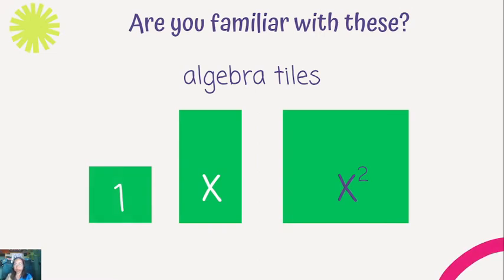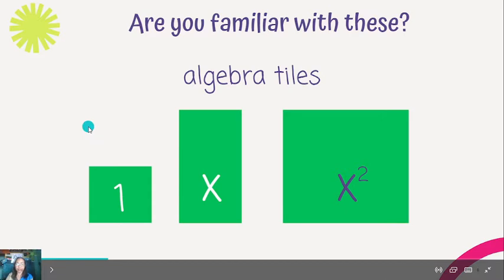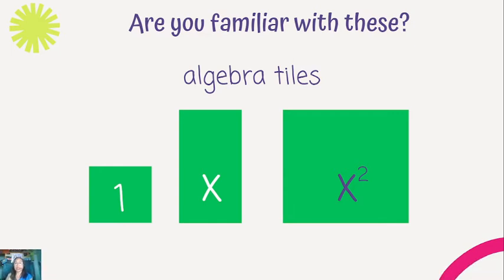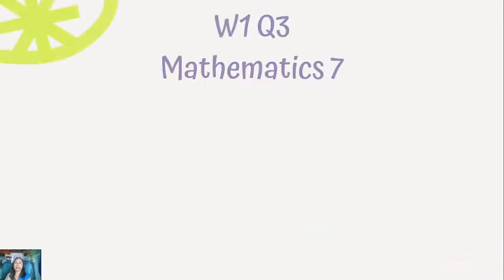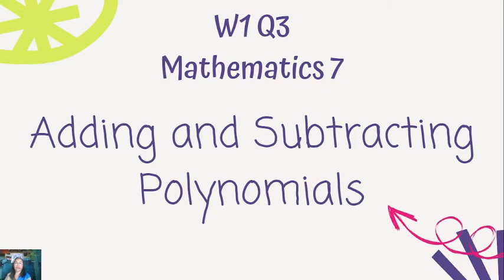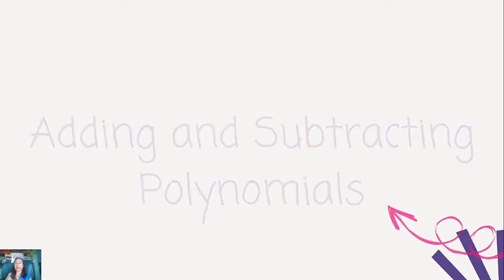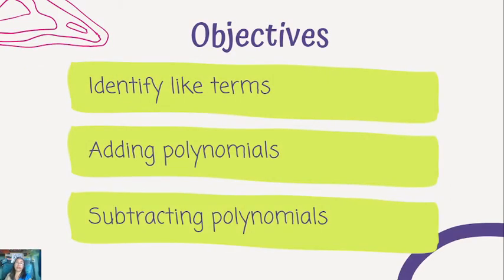I hope you are familiar with this kind of shapes: smaller square, and then bigger square. They will be used to add and subtract polynomials. The rectangle also. So this one is representing one unit, the x and then the x square. For adding and subtracting polynomials, let us start with looking at what will be our objectives. Identify like terms, adding polynomials, and subtracting polynomials.